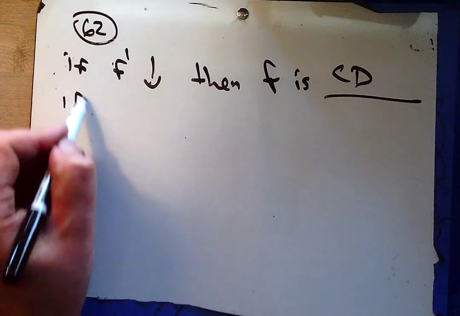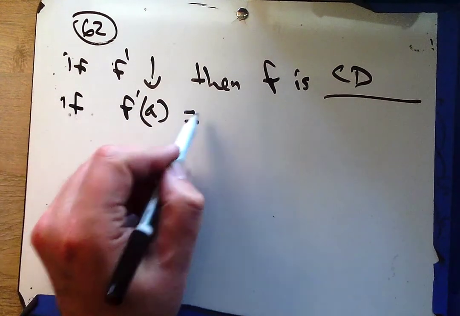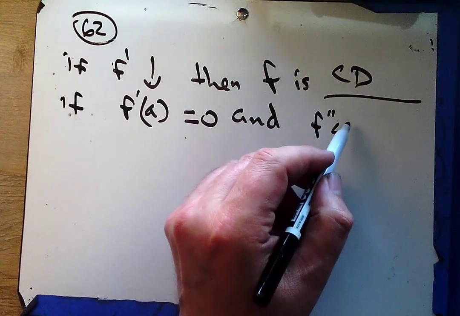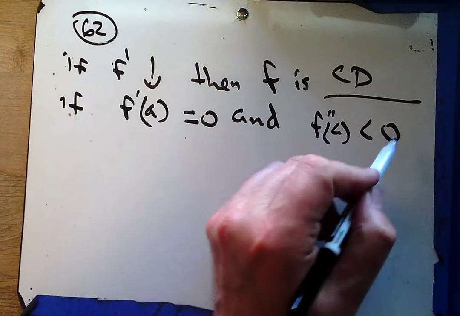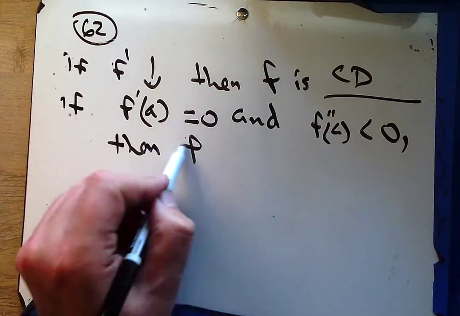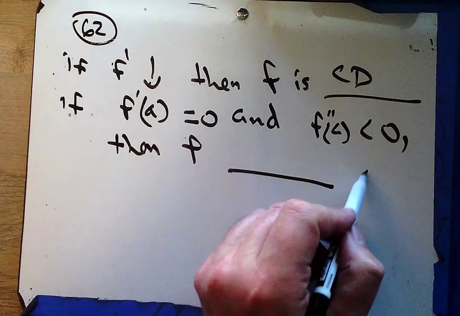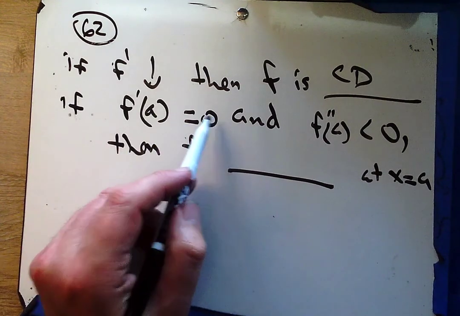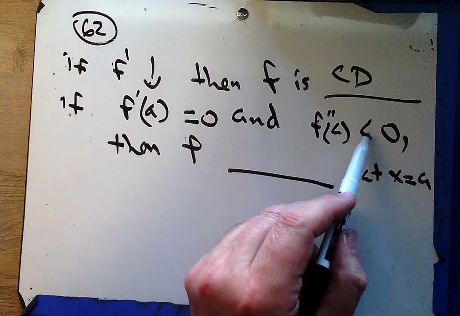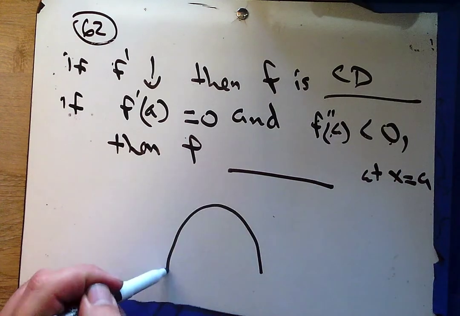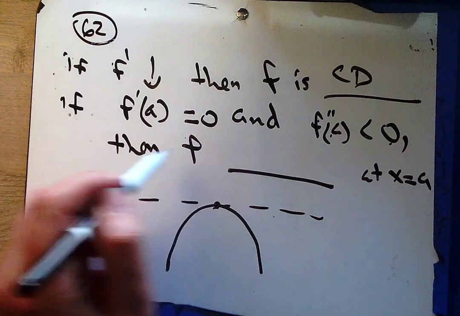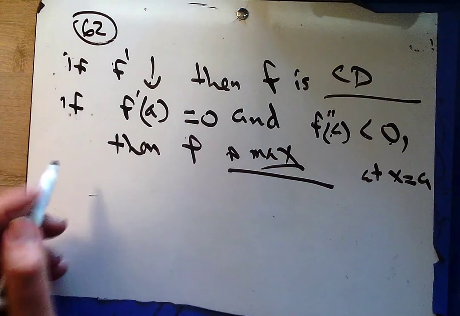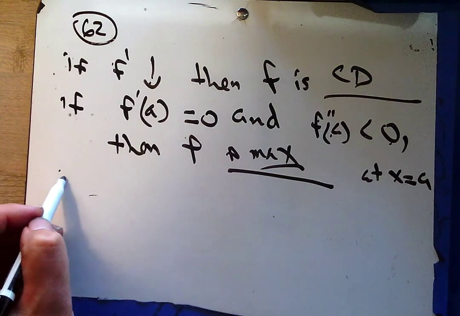8. If f prime at a point equals 0 and f double prime at that point is less than 0, then f has a what at x equals a? Well, what do we know? We know we have a 0 slope on f, and we know that f is concave down at x equals a. Concave down with a 0 slope, f has a max at x equals a.